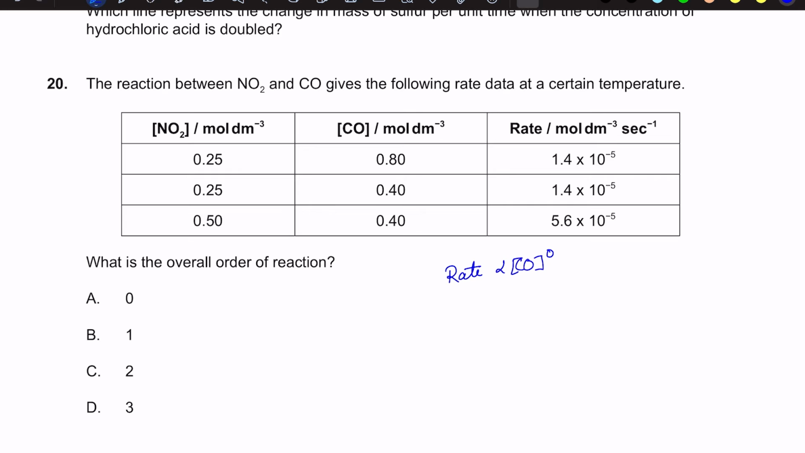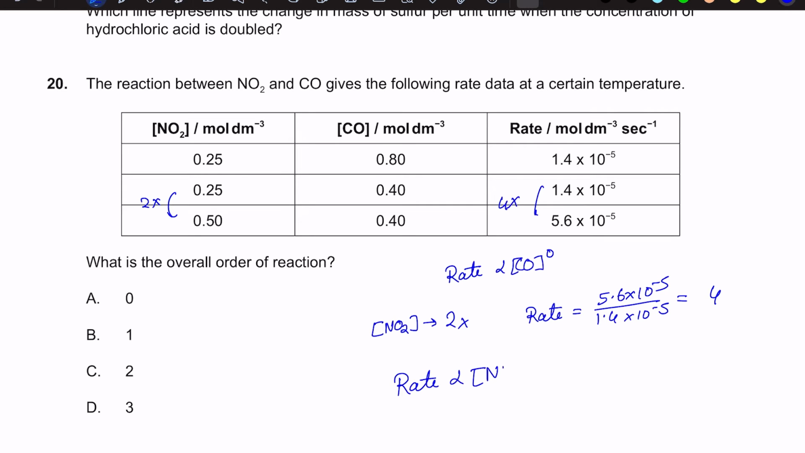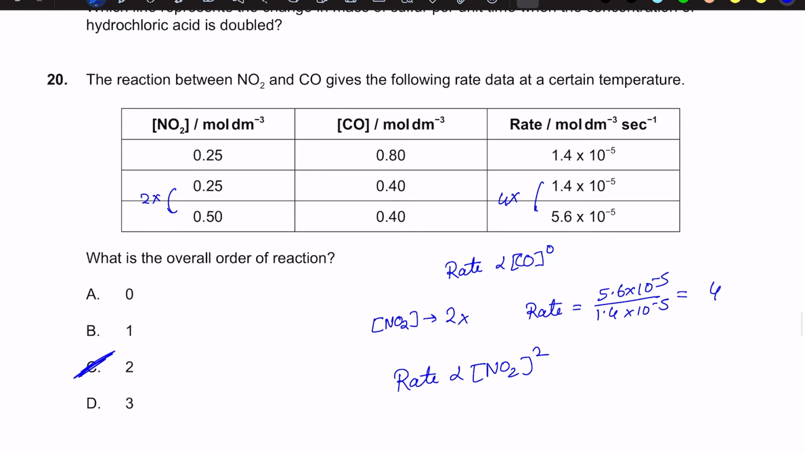In the next case, you are doubling NO2. When the NO2 concentration is doubled, you can see the change is 2x. The rate will be 5.6 times 10 to the power minus 5 divided by 1.4 times 10 to the power minus 5, so the rate becomes 4 times. You're doubling NO2, so this is 2x, and the rate is becoming 4x, right? So here you can say rate is directly proportional to NO2 whole squared. So this is a second order reaction. The overall order of the reaction will be C, which is 2. And that's it for this one.